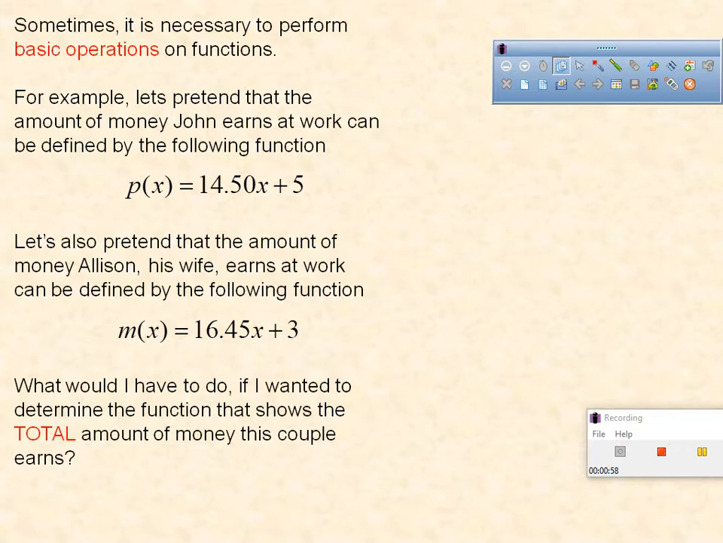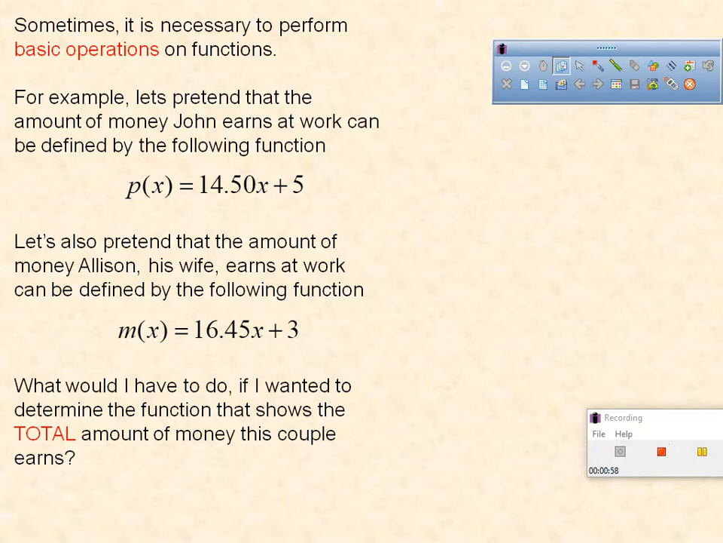For example, let's pretend that the amount of money that John earns at work can be defined by the following function. P of x is equal to 14.50x plus 5. So in other words, that function says that John makes about $14.50 an hour, and then he gets $5 as his base pay. Let's also pretend that the amount of money Allison, his wife, earns at work can be defined by the following function. M of x is equal to 16.45x plus 3.